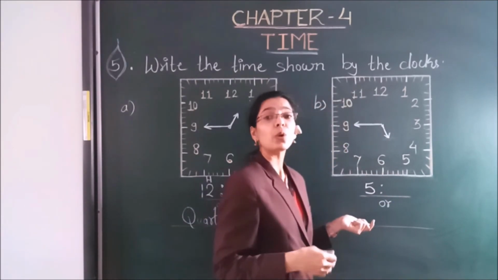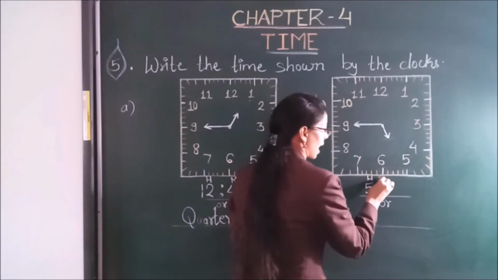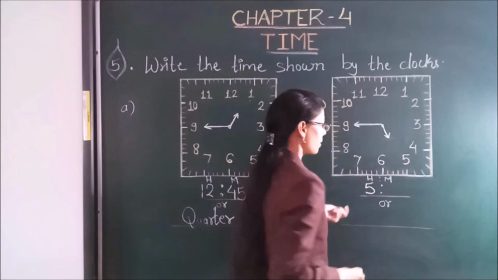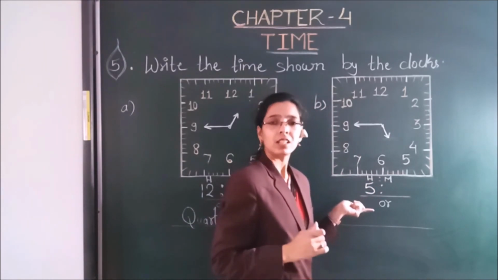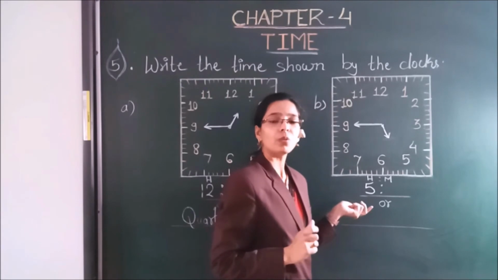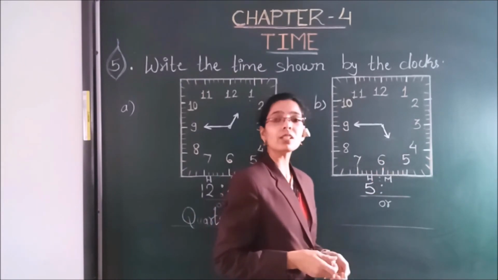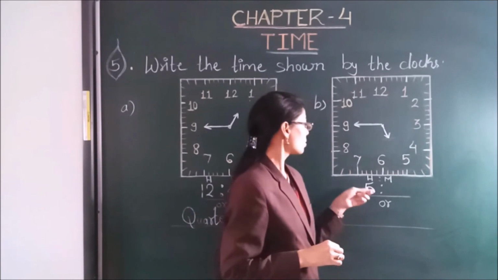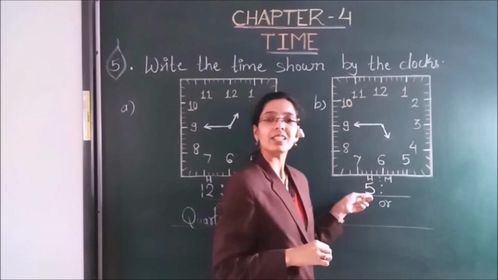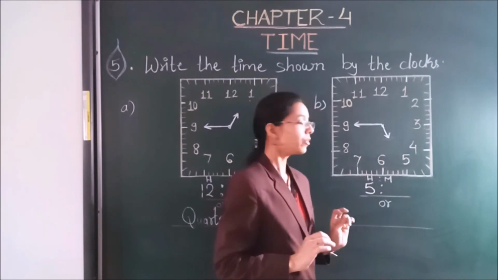5. Because what is our time format? Hour and here minutes. Okay. So here before these dots we will write hours. Yes. Always we will write what? Hours. And after these two dots what will we write? Minutes. So that is why we have written here 5. Okay. The hour hand has crossed 5.